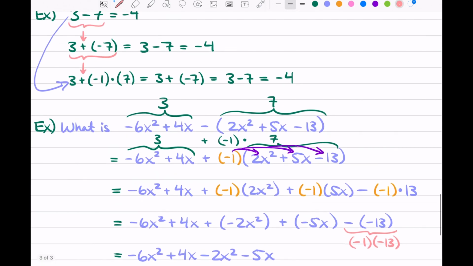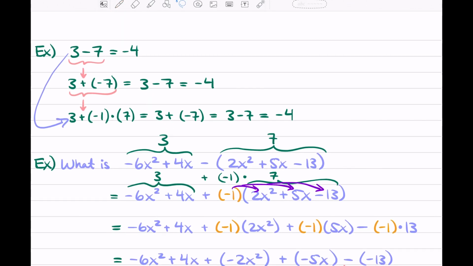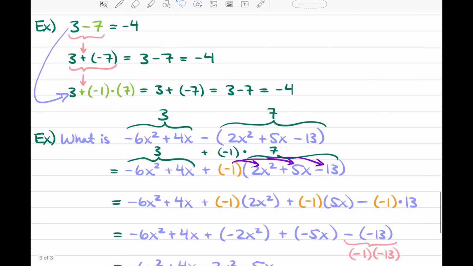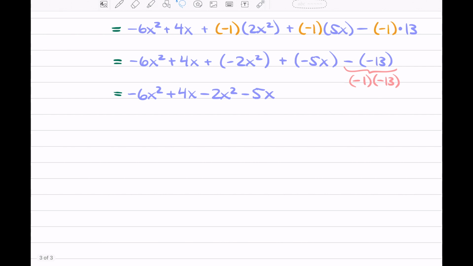Well, we saw that in our mini example. We started with 3 minus 7. And as we worked down the page, we saw that 3 minus 7 was equal to this piece right here, where it's -1 times 7. So minus a number is -1 times that number. So minus -13 is equal to -1 times -13, which leaves us with plus 13. All right, let's keep going.